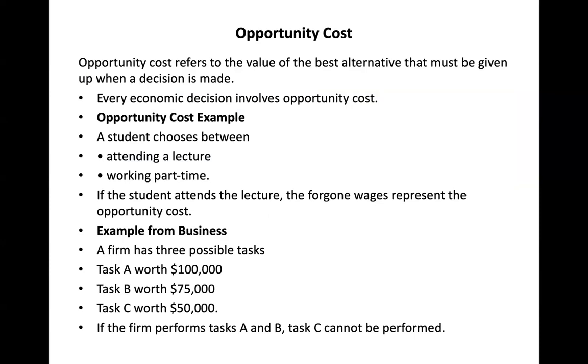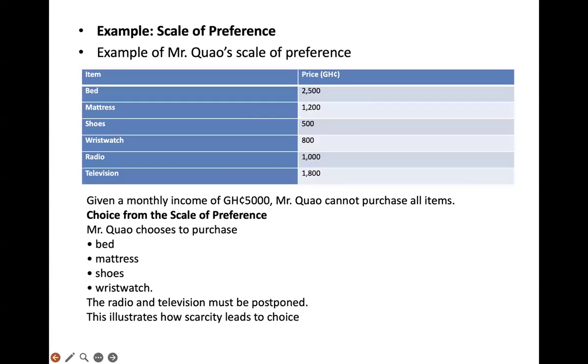Now we are saying that because of scarcity, we need to make choices. And after making the choices, because of our limited resources, we need to arrange our wants in order of preference. The arranging of the wants in order of preference is known as the scale of preference. Then, because Mr. Kwe couldn't buy all the items, the remaining items that he couldn't buy, the concept is known as what? The opportunity cost.